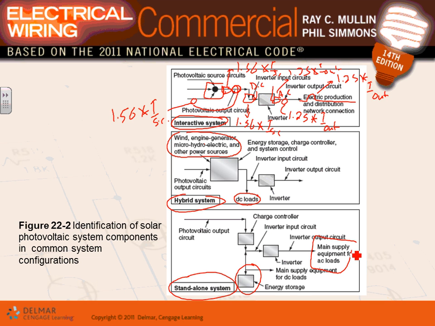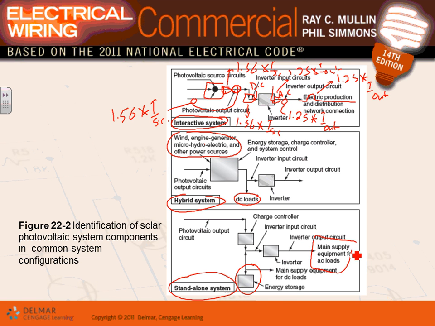Either interactive, where you tie to the grid; or hybrid, where you tie to the grid and also have another source of power, like a generator; or standalone, where you do not tie to the grid and there is no other source of power. You're just taking the solar and storing it in batteries and using it at night or on a cloudy day when the sun is not there. Any comments, guys? Any questions about these systems?